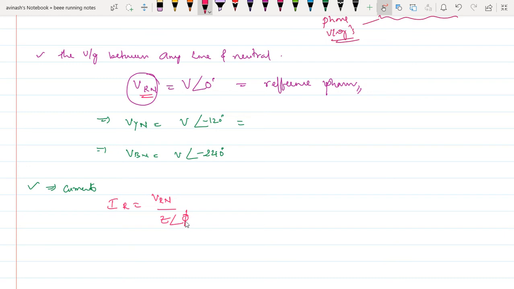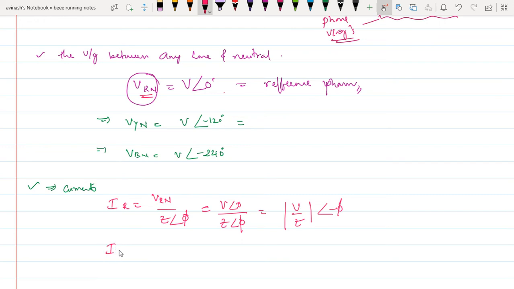So this is nothing but the impedance phase angle. What is VRN? VRN is nothing but V at an angle 0 divided by Z at an angle of phi. So we represent this as magnitude V by Z, and the phase angle will be, this denominator phase will change to numerator, which means we get minus phi.